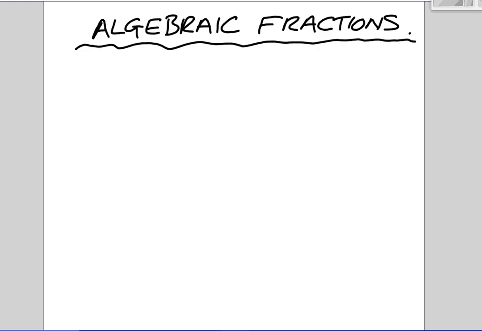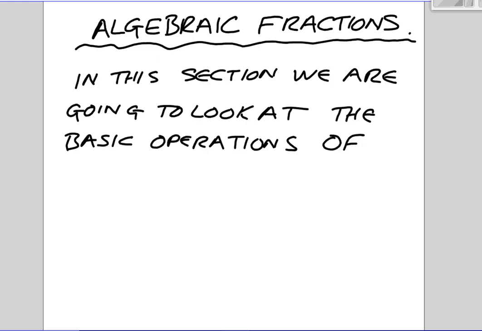So what we're going to look at today is something called algebraic fractions. Algebraic fractions, well, we've got letters and sometimes we've got numbers. So what we're going to look at is the interaction between the fractions. We're going to look at basic operations. Operations just means doing things, between two fractions, or even more later on.